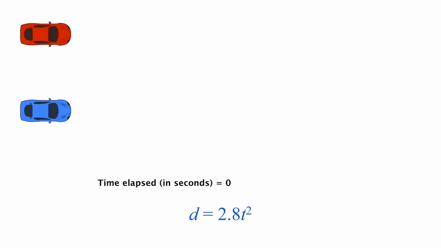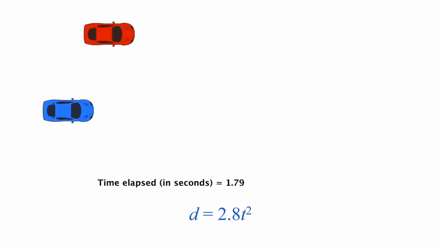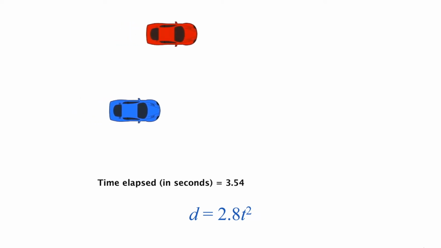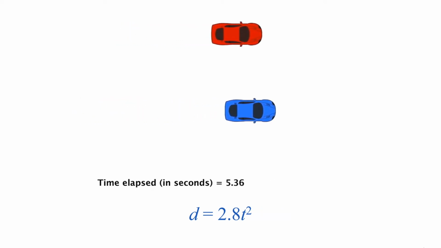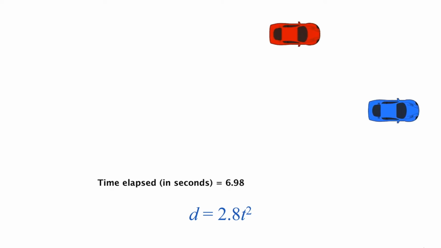Suppose the child turns on the red car and places it down on the floor the moment the blue car started moving, at t equals 0 seconds. Let's see what happens. The blue car passed the red car 5 seconds after the start.